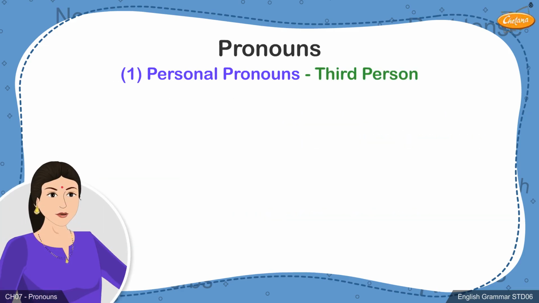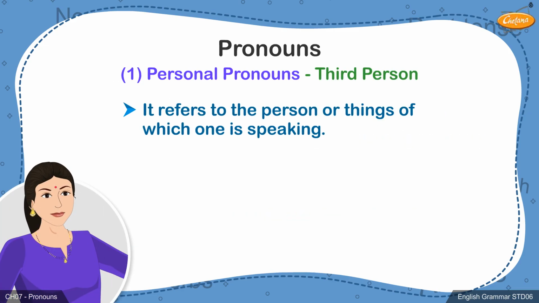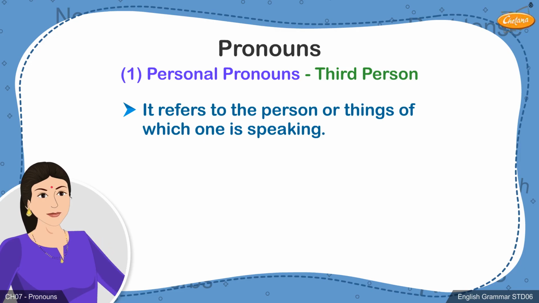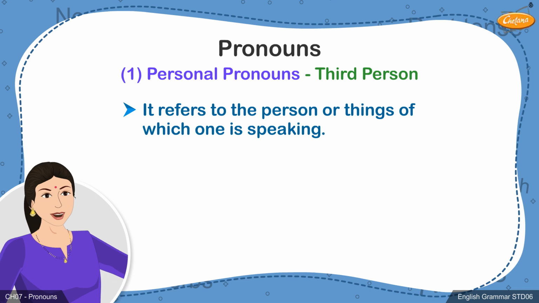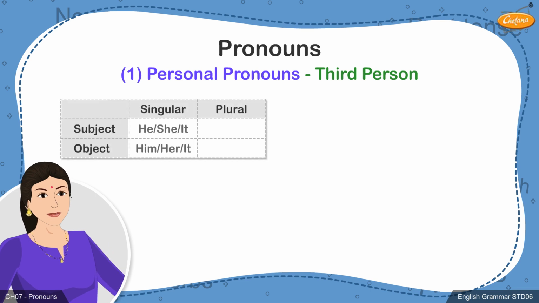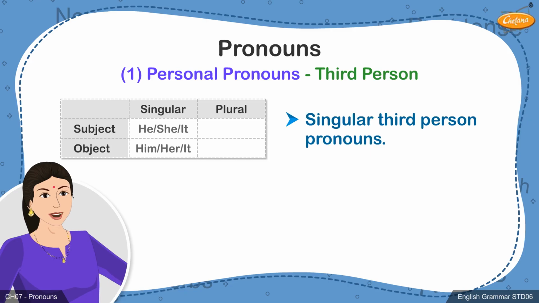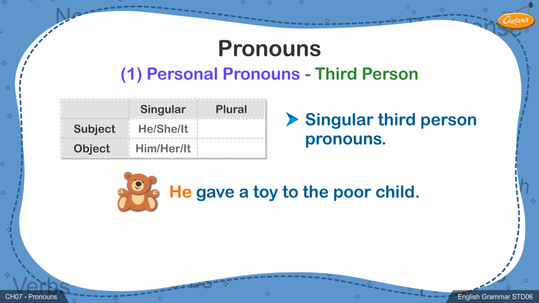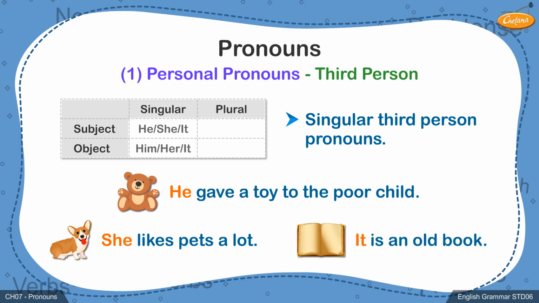Third person personal pronouns are used to refer to people, places, or things that are not the reader or the writer. Pronouns like he, she, it are singular third-person pronouns and can be used in the following manner. He gave a toy to the poor child. She likes pets a lot. It is an old book.